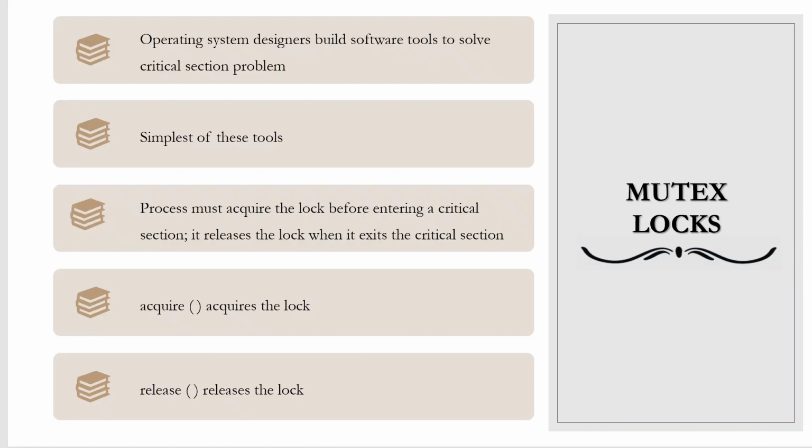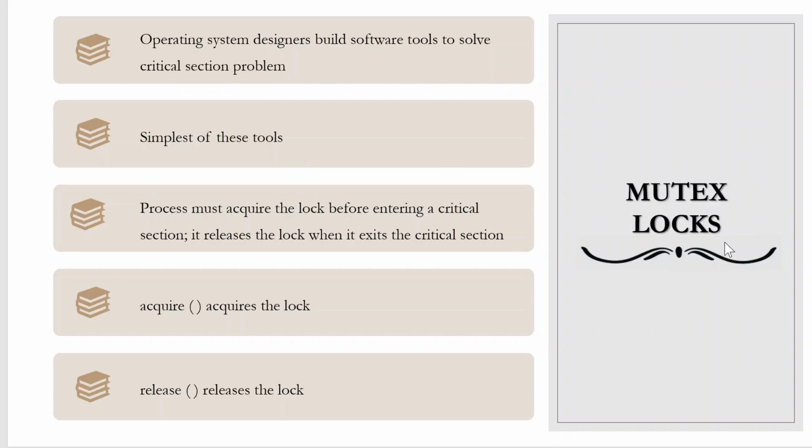Let's begin. The hardware-based solutions to the critical section problem that we discussed in the previous video are complicated as well as generally inaccessible to application programmers. Instead, operating system designers build software tools to solve the critical section problem. The simplest of these tools is a mutex lock.